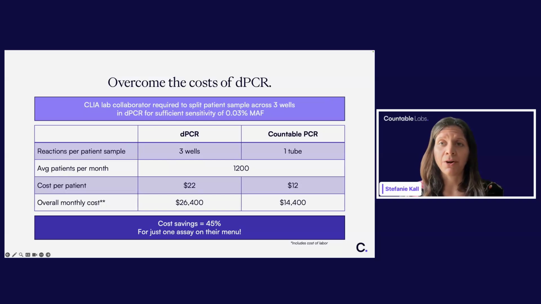With Countable PCR, again, because we can tolerate a really high volume input and it doesn't impact the counting because we don't have that dynamic range limitation, they can consolidate that test into one tube and bring their monthly cost down by about 45%. And that is just one test on a really extensive menu of tests that they offer for patients.